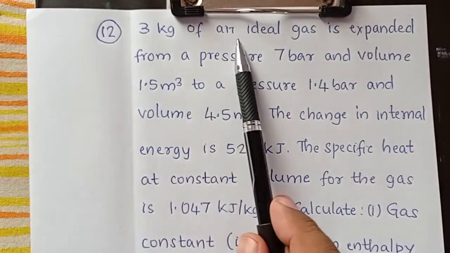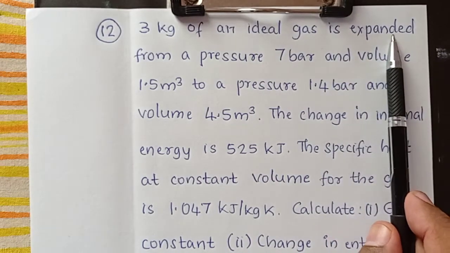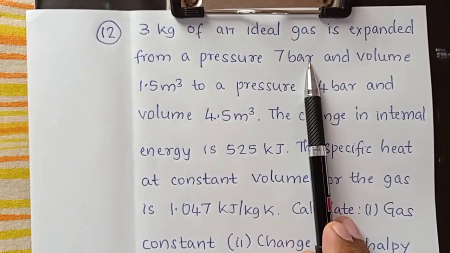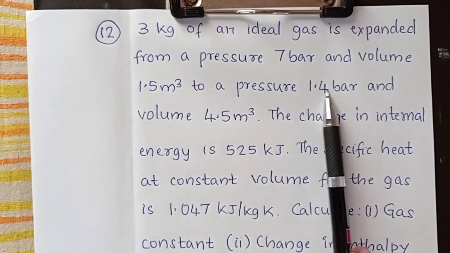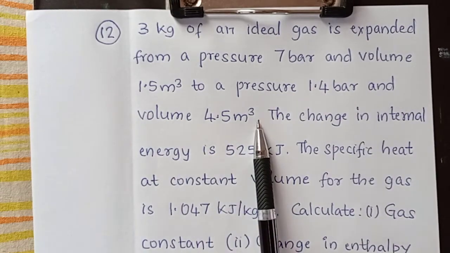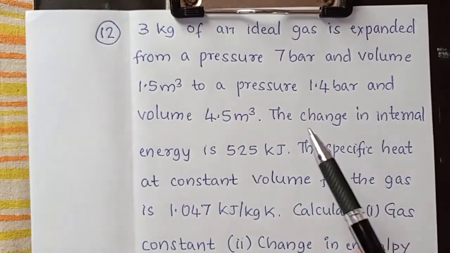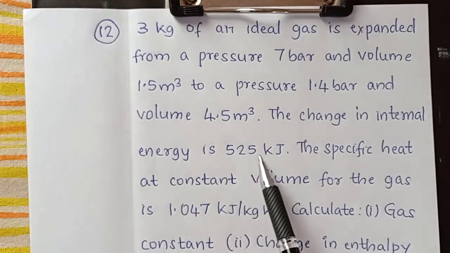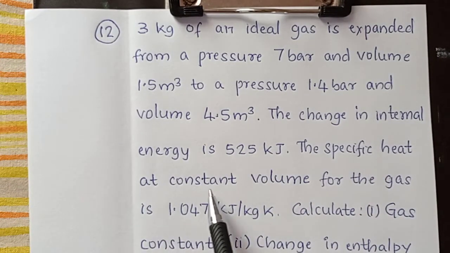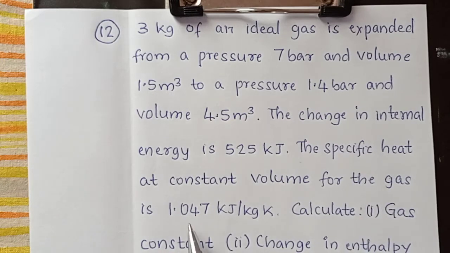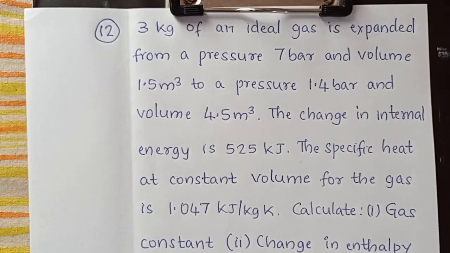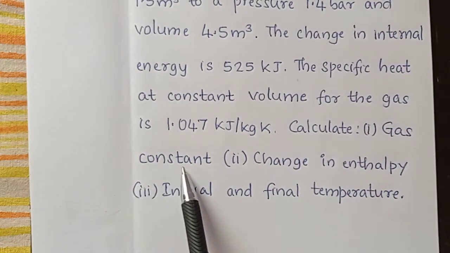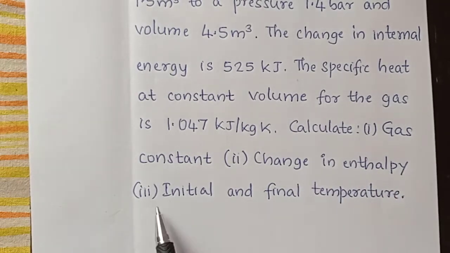3 kg of an ideal gas is expanded from a pressure of 7 bar and a volume of 1.5 meter cube to a pressure of 1.4 bar and volume of 4.5 meter cube. The change in internal energy is 525 kilojoules. The specific heat at constant volume for the gas is 1.047 kilojoules per kg Kelvin. Calculate gas constant, change in enthalpy, and initial and final temperatures.